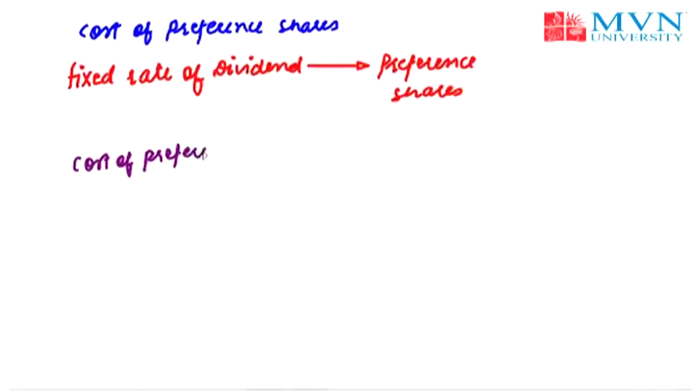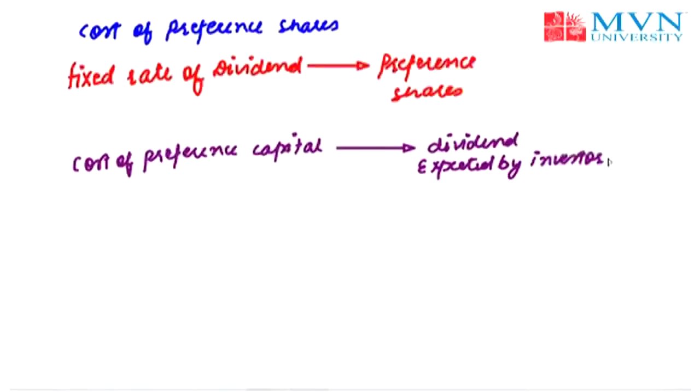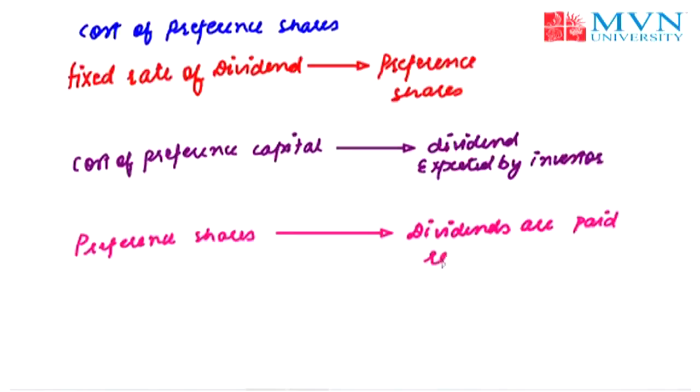So the cost of preference capital is a function of the dividend expected by its investor. Whatever the expectation of an investor of preference capital is, the same is going to be the cost for the firm. Usually in the case of preference shares, dividends are paid regularly except when there are no profits to pay dividends, because in case dividends are not paid to the preference shareholders, it will affect the fundraising capacity of the firm. Now let us discuss how the cost of preference shares is calculated.